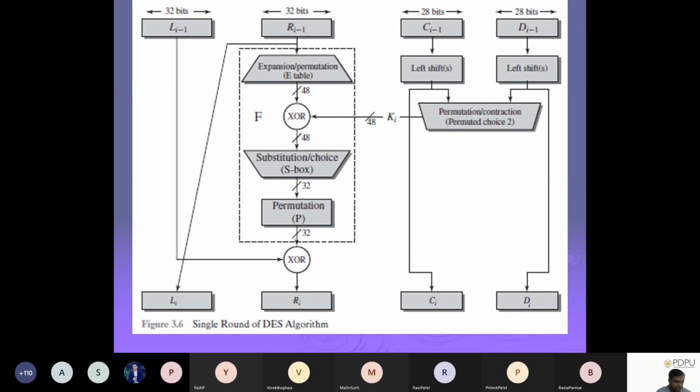Okay. So let's continue. This is again what we have discussed in the last lecture. It is about the DES round one, right? Similarly, we have about 16 rounds that will be there.